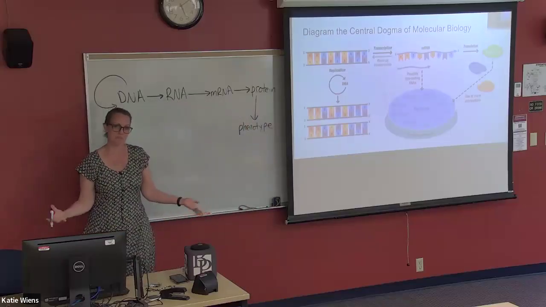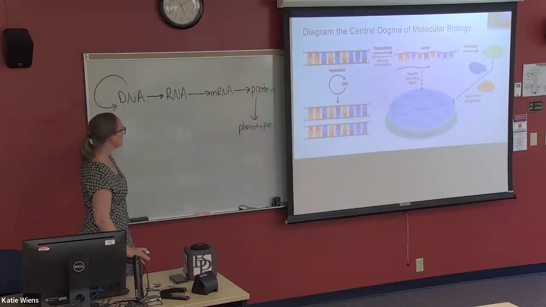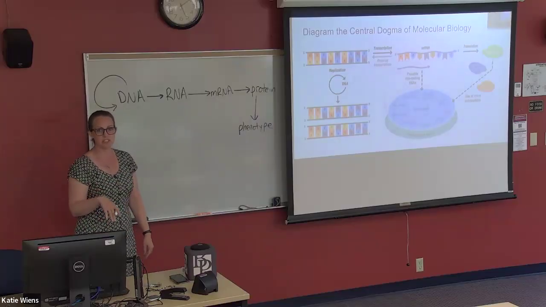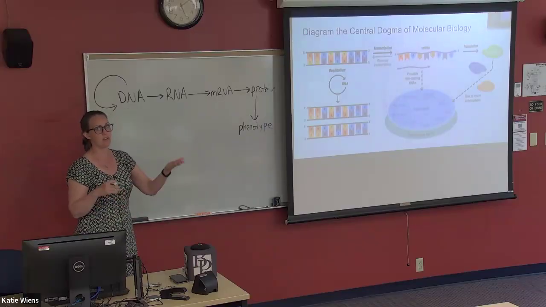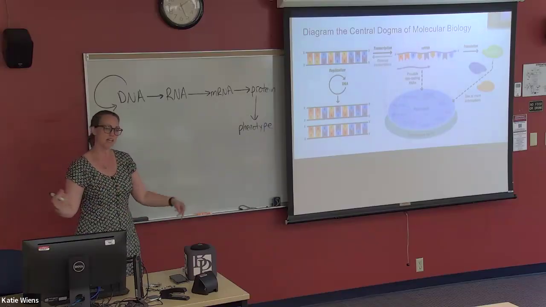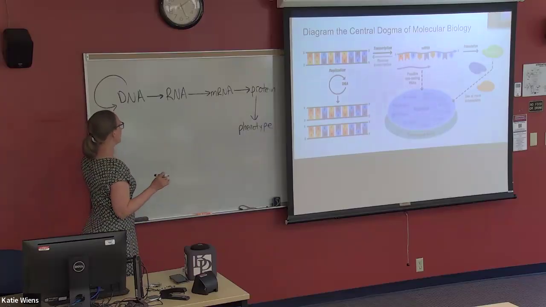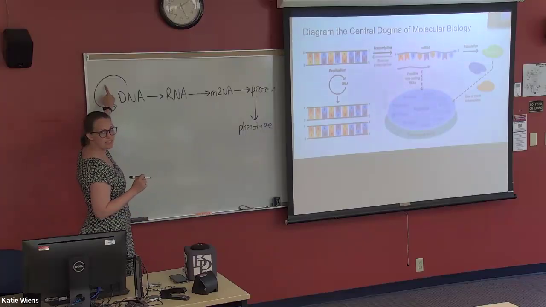So those are the bits. Relatively simple. If you can map this out right now, I would recommend starting with a blank sheet of paper and writing: okay, DNA, RNA, mRNA, protein. Yay. Oh, and phenotype. Now, we're going to label what these things are.